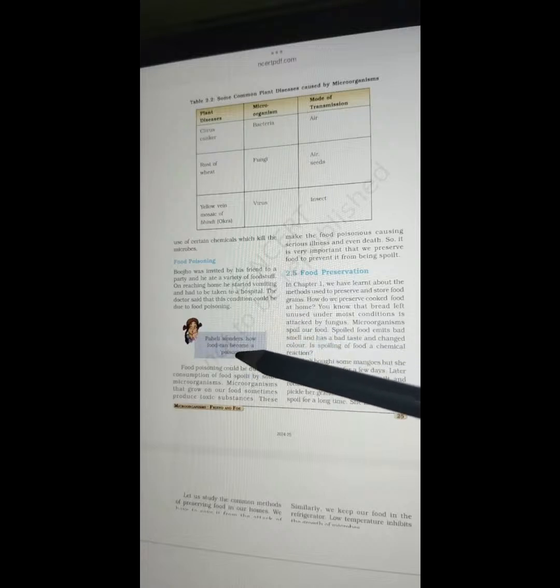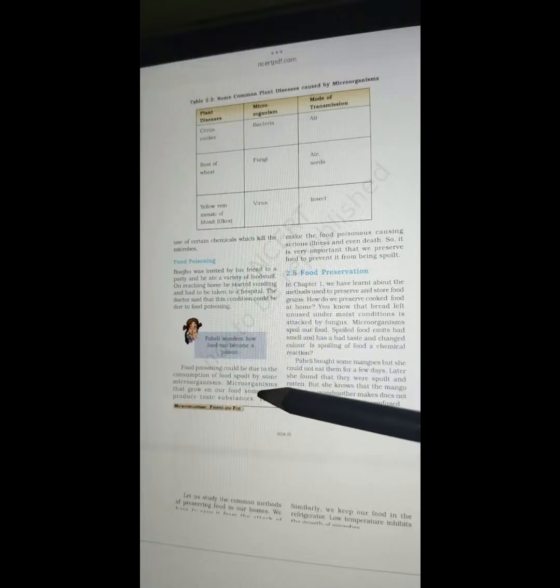Next topic, food poisoning. Boojho was invited by his friend to a party and he ate a variety of foodstuff. On reaching home, he started vomiting and had to be taken to a hospital. The doctor said that this condition could be due to food poisoning. Paheli wonders how food can become a poison.